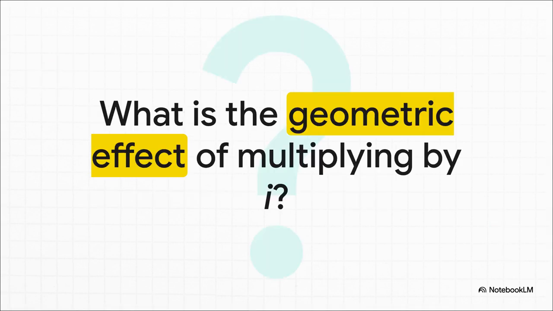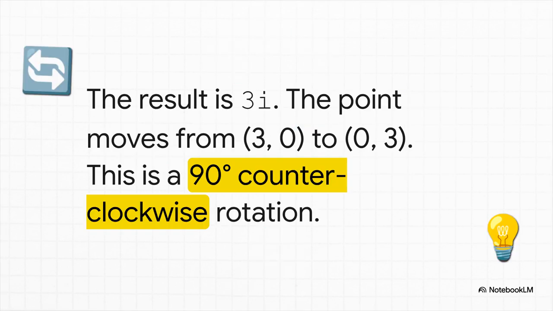All right, here's the pivotal question. What happens to that point, to that number, when we multiply it by our new dimensional number, i? The answer is 3i. And just look at what happened on the plane. The point jumped from (3, 0) all the way up to (0, 3) on the imaginary axis. And that is the big reveal. Multiplying by i is the same thing as a 90-degree counterclockwise rotation. It's not just an algebraic rule, it's a geometric action.